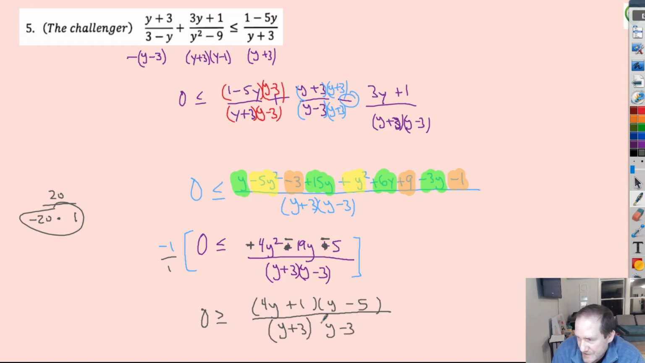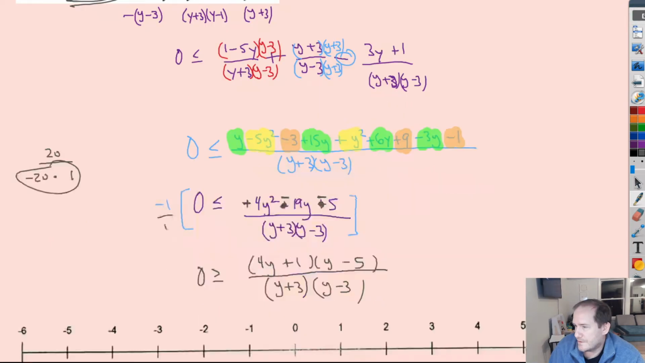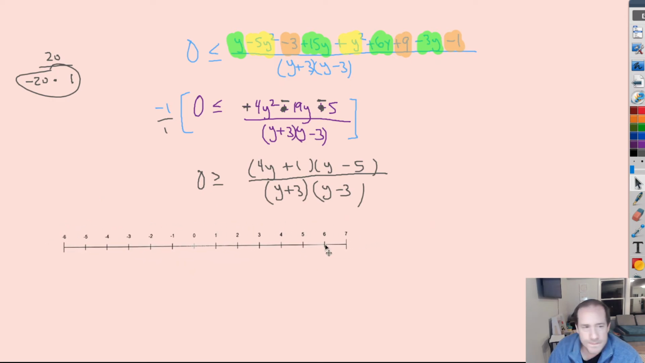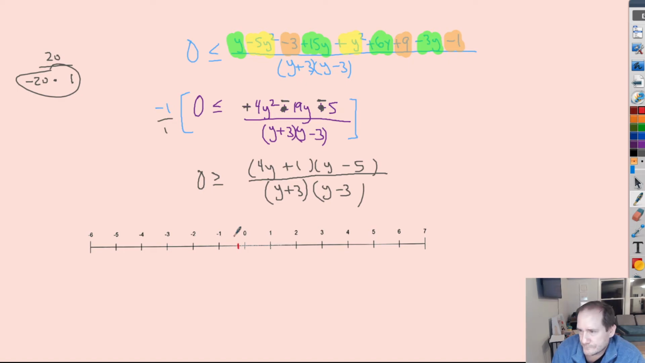And now the challenger. It's just not so bad. We're in a place now where we can do this easy. So let's plop these numbers down on the number line. We have a 0 at -1/4, and another one at +5.